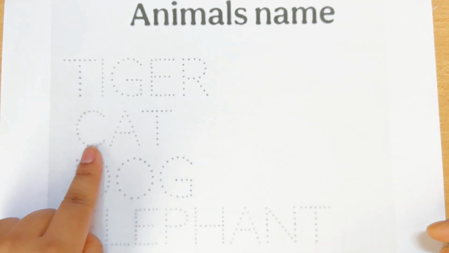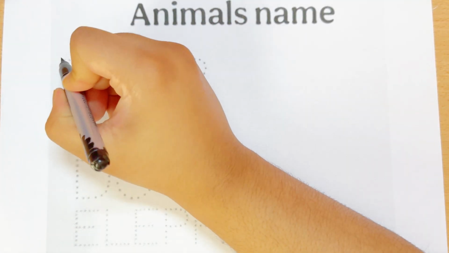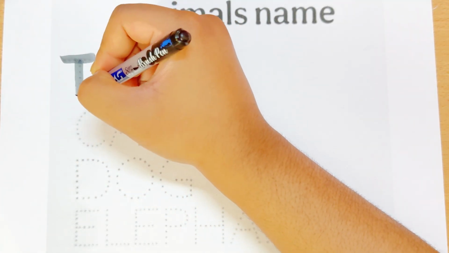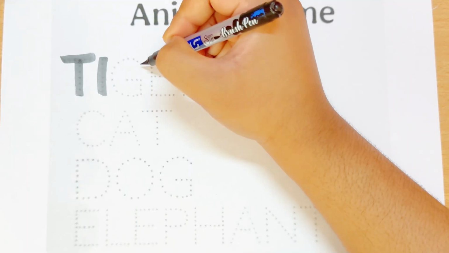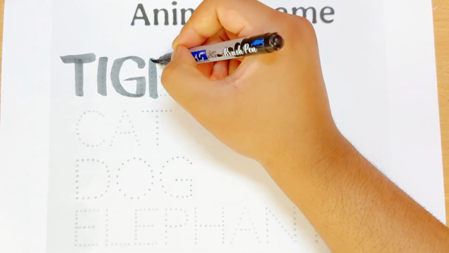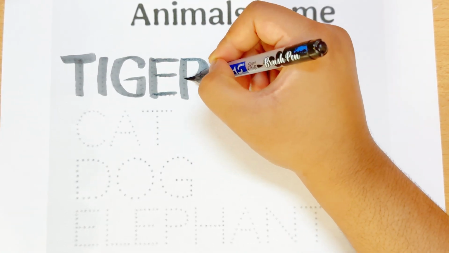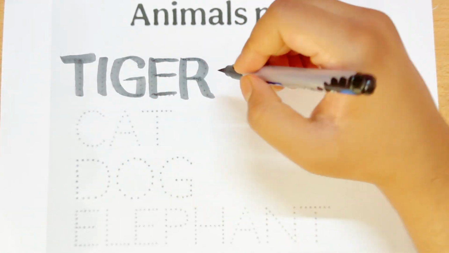Tiger, cat, dog, elephant. Let's start writing. Tiger. T, I, G, E, R. Tiger.